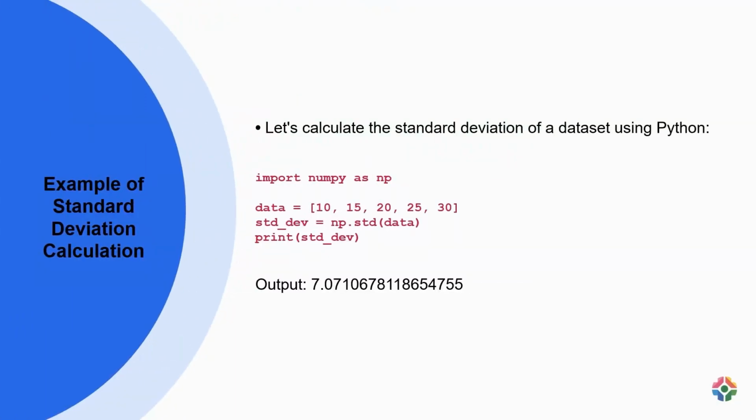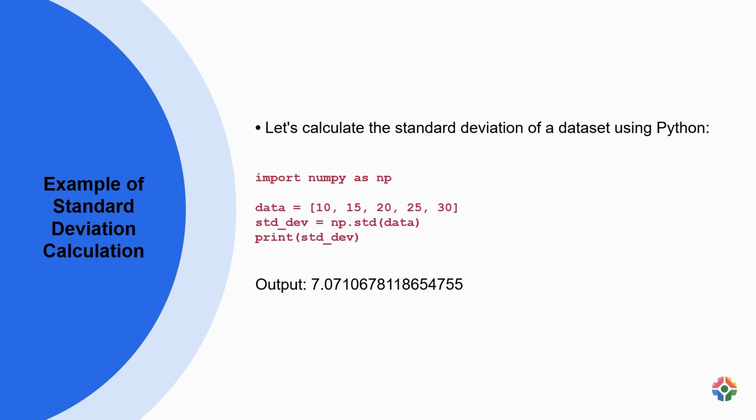To calculate the standard deviation of a dataset in Python, you can use the NumPy library. This library provides the function np.std that computes the standard deviation. For example, if you have a dataset with values 10, 15, 20, 25, 30, you can calculate the standard deviation as follows. Import the NumPy library using the statement import numpy as np. Define your dataset, for instance, data equals 10, 15, 20, 25, 30.